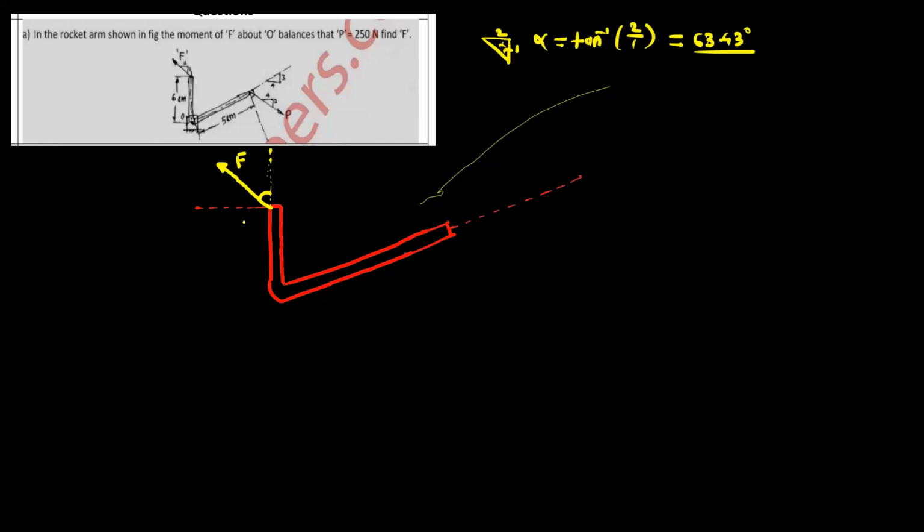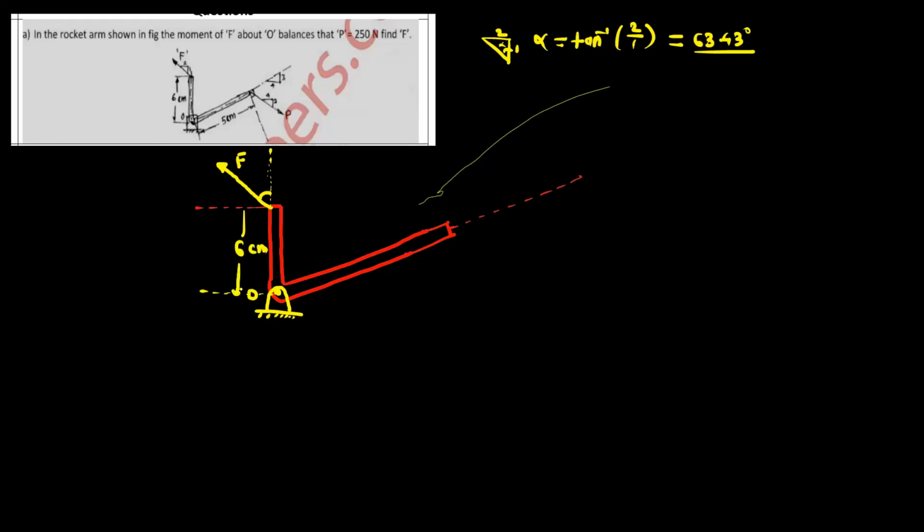Next, the distance is given with respect to the pivot point. So this is the pivot point. The meaning of pivot point is that this complete arm can rotate about this point. So this is the point O. From this point, this distance is given as 6 centimeter.